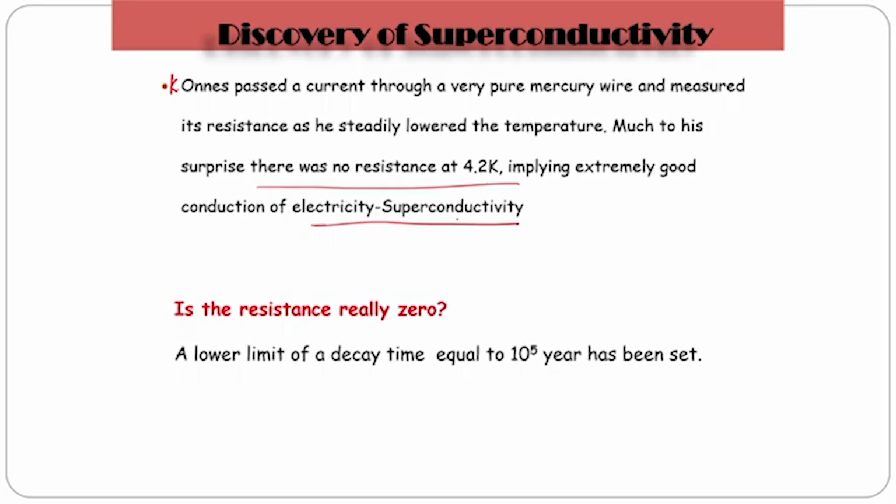And the question is, does the resistance really become equal to 0? And it does, because the lower limit of the decay time of current that flows in the system is 10 to the power 5 years. So, a current that starts in a superconductor will go on for 10 to the power 5 years. That is the kind of precision we are talking about in defining the resistivity to be equal to 0.